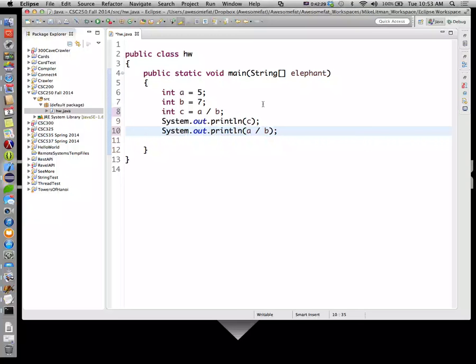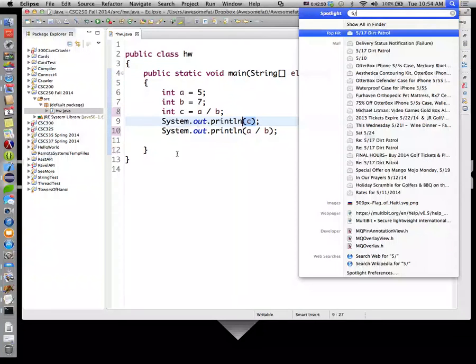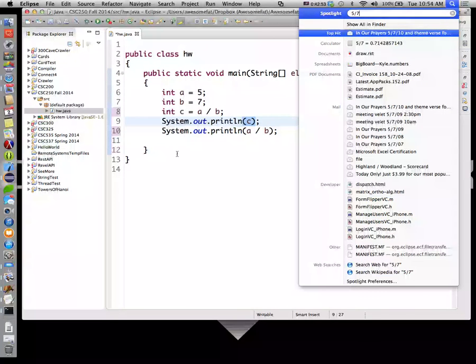A divided by b. What's this going to print out? 0. Why 0? Truncation. 5 divided by 7 is actually what? 0.714, blah, blah, blah, right? But integers don't know how to store that. Integers know how to store whole numbers. So they do what's called truncation. They cut off everything from the decimal point on.